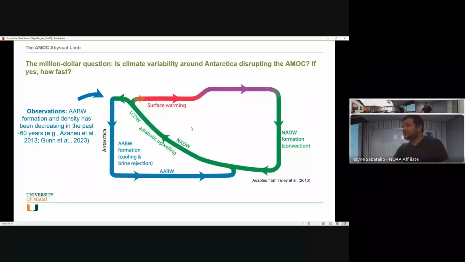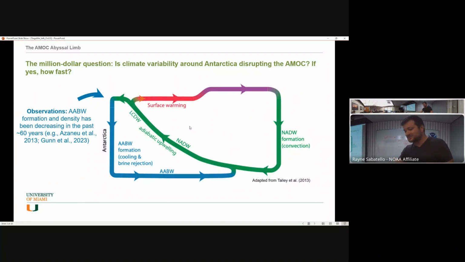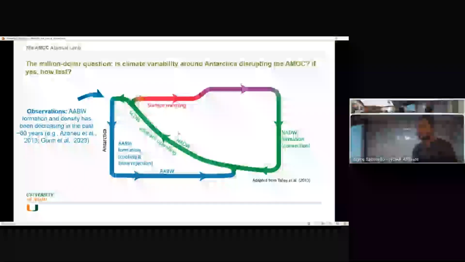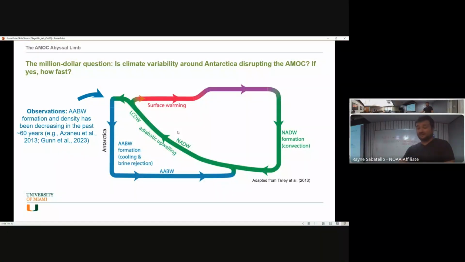And we know that the AMOC system is closely related to the variability in our climate system. So the million-dollar question becomes: is the climate variability that we're seeing around Antarctica, for example, disrupting the AMOC at all? And if yes, how fast? That's the main goal of most of the studies.